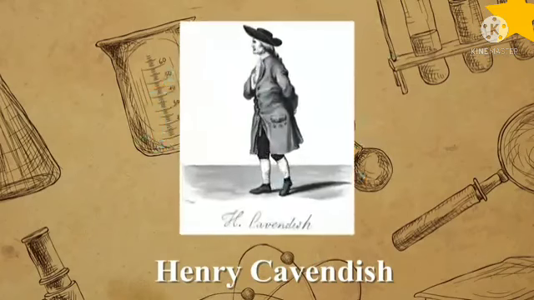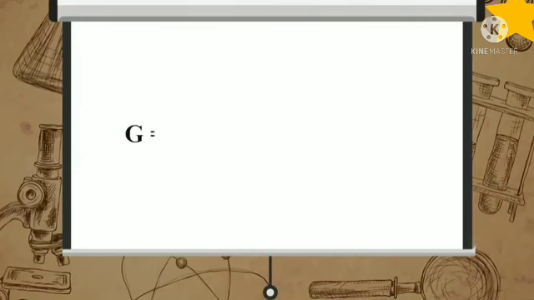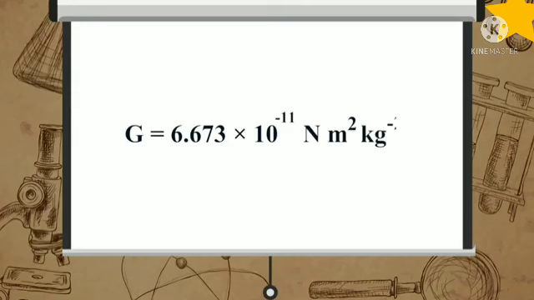The G value was found by Henry Cavendish. He found the G value to be 6.673 into 10 power minus 11 Newton meter squared kg power minus 2.